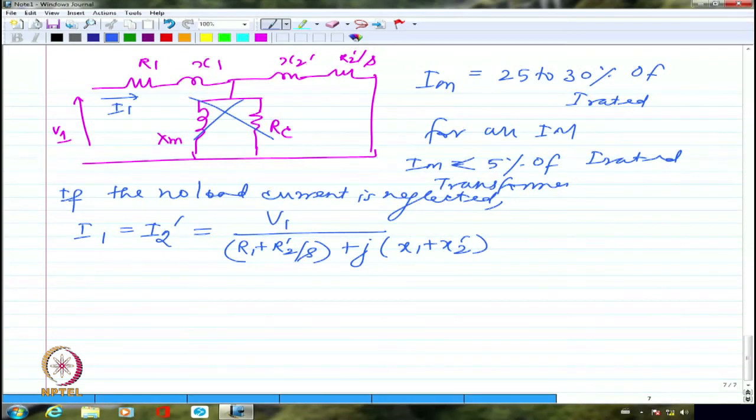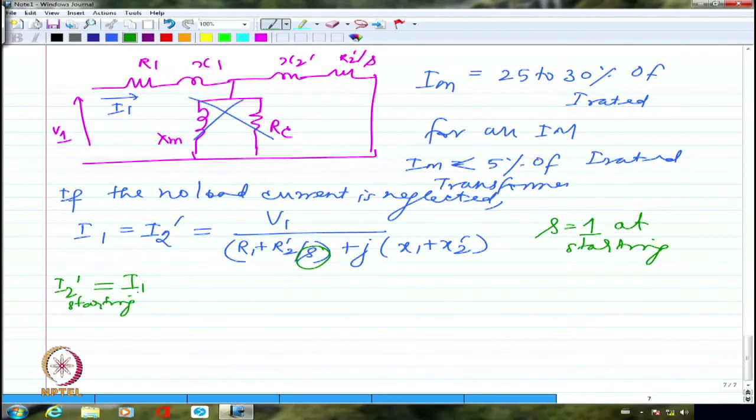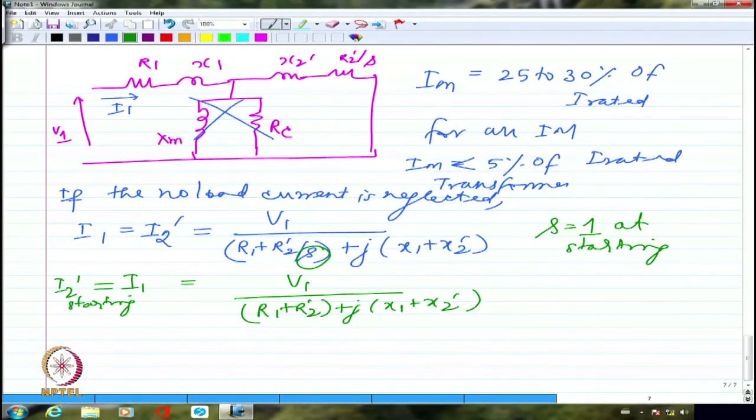Now, during starting, what is the value of S at starting? Omega R is 0, so omega S minus 0 divided by omega S, it is 1. So S equal to 1 at starting. So what I am going to get is I1 or I2 dash starting, which is V1 divided by R1 plus R2 dash plus j into X1 plus X2 dash. Am I right? That is the starting current.